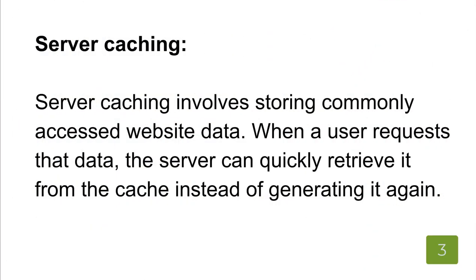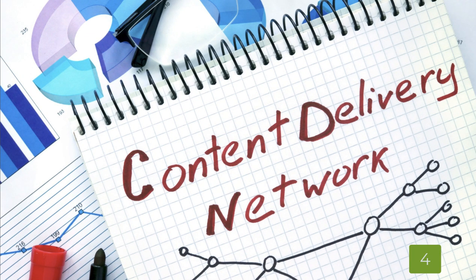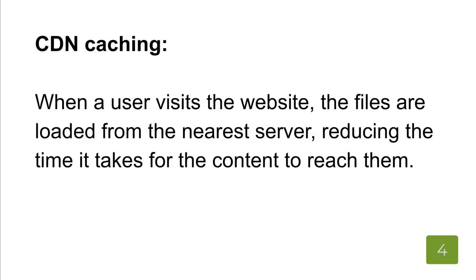Number three, server caching. Server caching involves storing commonly accessed website data. When a user requests that data, the server can quickly retrieve it from the cache instead of generating it again. And number four, CDN caching. Content delivery networks store copies of website files on servers located in different parts of the world. When a user visits the website, the files are loaded from the nearest server, reducing the time it takes for the content to reach them.